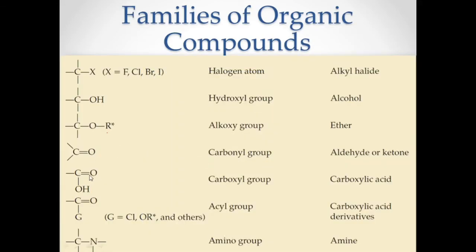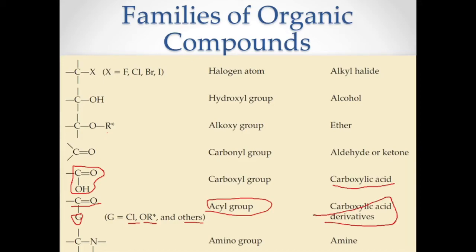So if it contains a C double bond O, and your carbon is bonded with your OH, then it is a carboxyl group. That is a carboxyl group, C double bond OOH. Then the family there is a carboxylic acid. Okay? So if it is a carbonyl with your carbon bonded with a Cl, or an OR and others, then it contains an acyl group, then it is a derivative of a carboxylic acid.